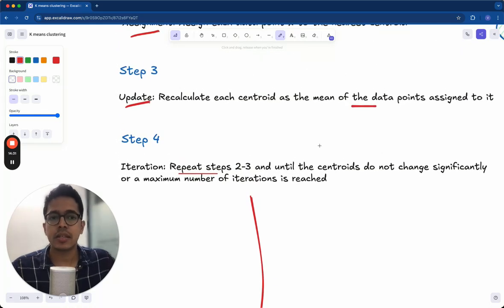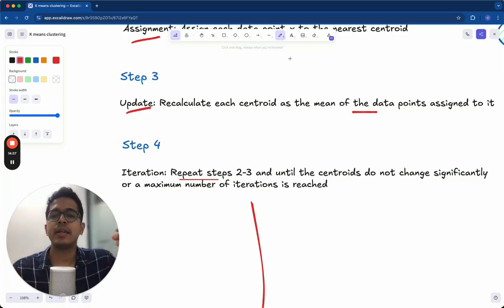And in that process, some of the data points might change the cluster to which they belong. And you have to repeat steps 2 and 3, because after you reassign, you have to again recalculate the centroid. If the data points which define a cluster change, its centroid also changes. Now you recalculate the centroid. Then after you recalculate the centroid, the belongingness, or where the data point belongs, will again change.